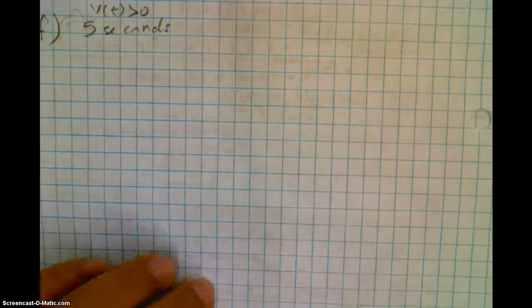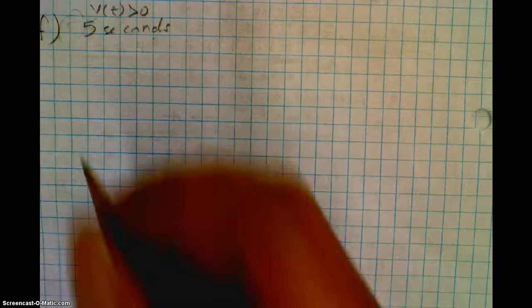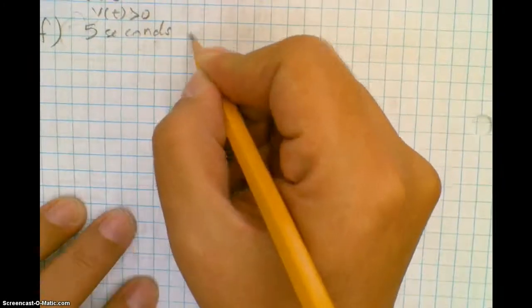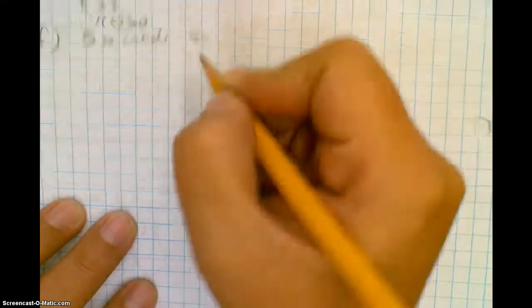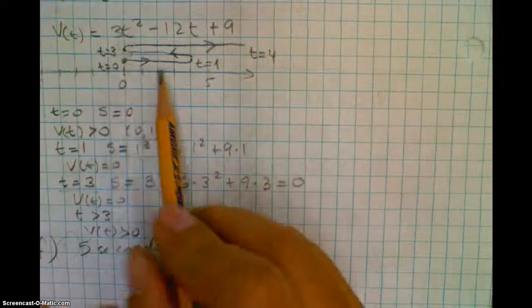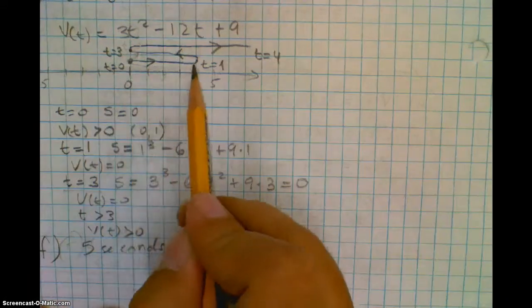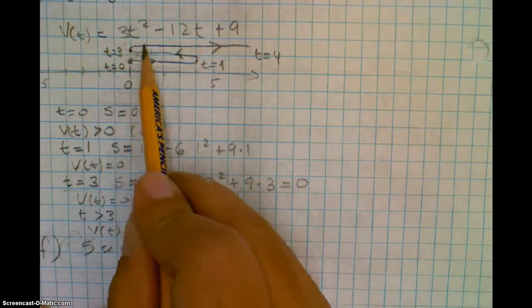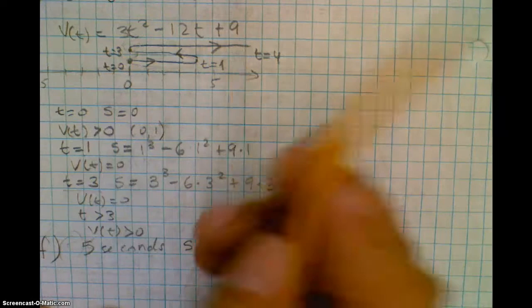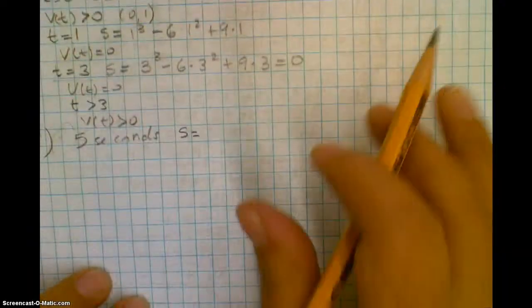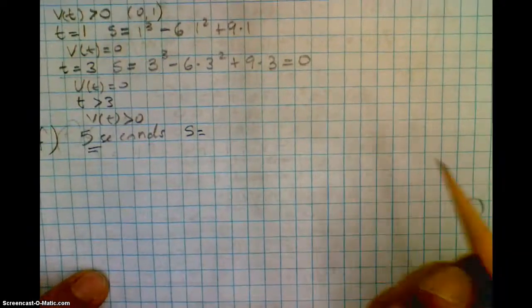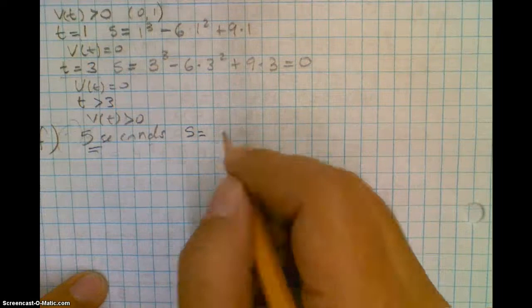Okay, so in part F, it says find the total distance traveled by the particle during the first 5 seconds. So at 5 seconds, I want to know where the particle is, because the first thing that I knew about the particle is that it departed from 0, it got to position 4, it went back to 0, and then it kept going right, and I don't know where it stopped. So since we're considering the first 5 seconds, I just want to know what is S of 5.